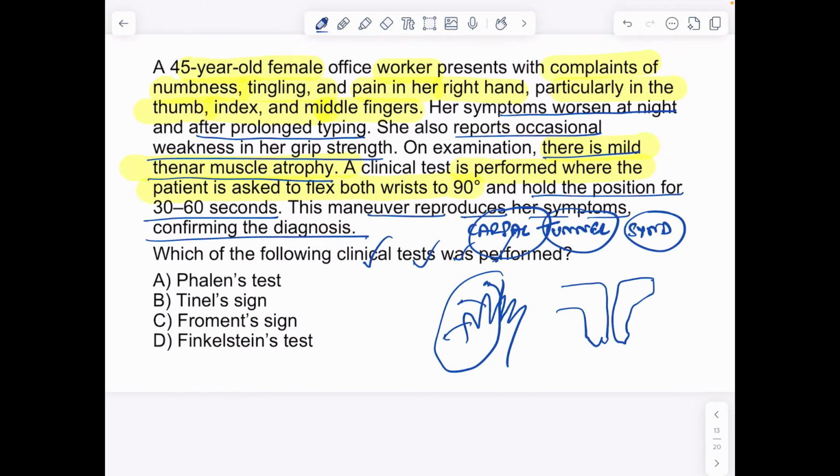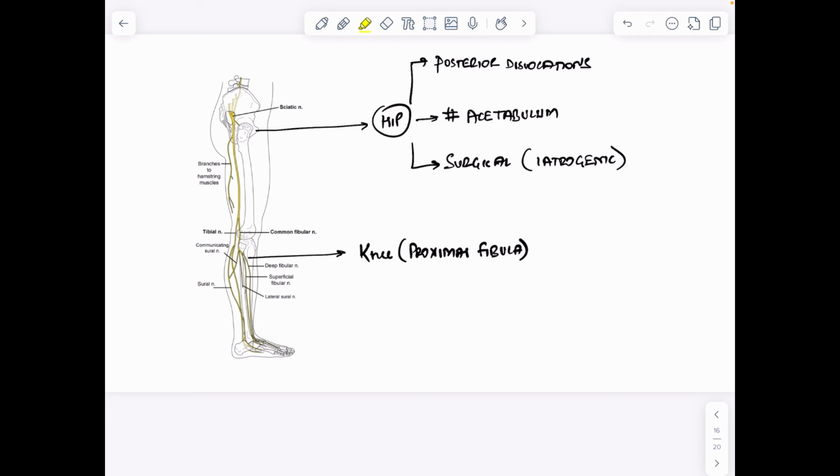And coming back to the question, they were asking what is the name of the test which was performed, and the answer is straightforward, that is Phalen's test. And in the lower limb, the most commonly asked injuries are in relation to the sciatic nerve and the common peroneal nerve.